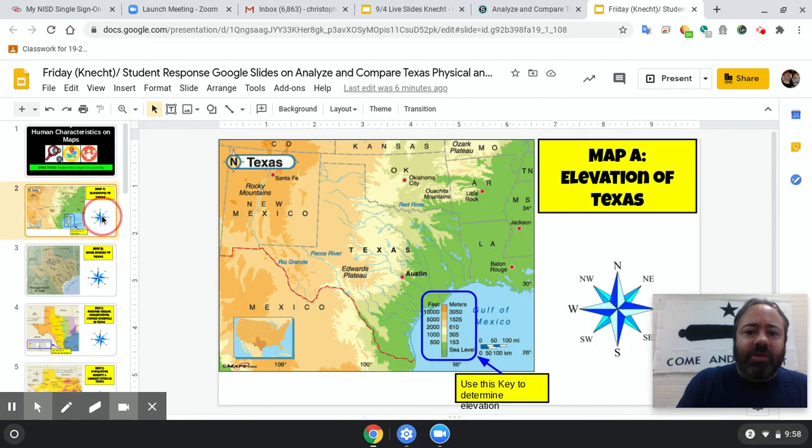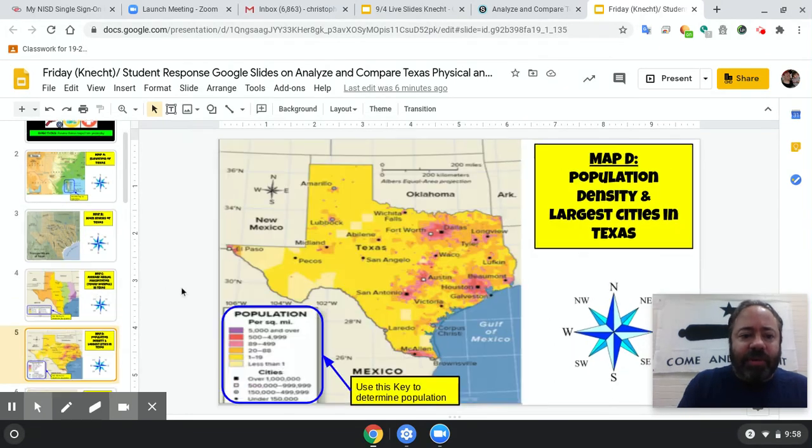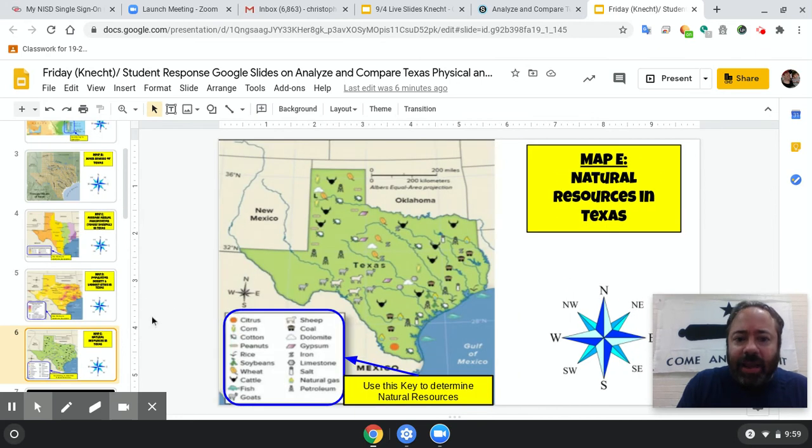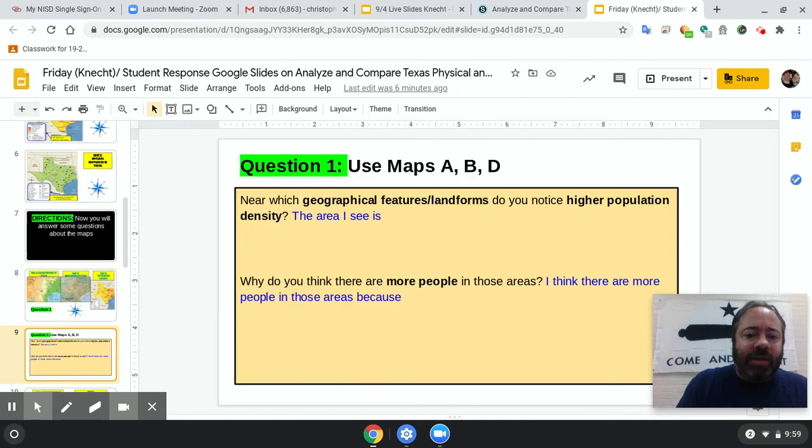Yesterday and the day before we did it, so we have a collection of maps here. We have the elevation map, the river map, precipitation, population density, and then natural resources. So we have five maps and we'll use them. As I go to question one, it asks, use maps A, B, and D. Near which geographic features or landforms do you notice higher population? Okay, so we're looking for landforms.